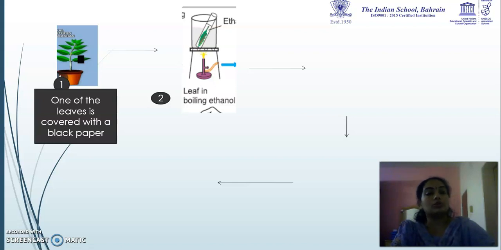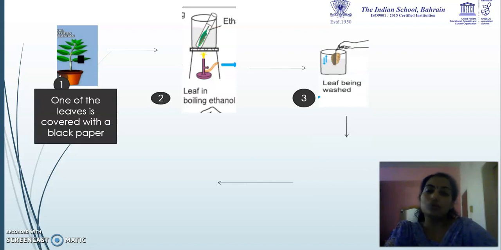So what we are going to do is put the leaf in a test tube with alcohol, and keep this in a water bath or a beaker containing water. And we will heat the water. When the water boils, the alcohol becomes hot, and hot alcohol dissolves the chlorophyll from the leaf. After some time, you can see that the leaf becomes colorless and the alcohol turns green in color. Now we will take out the leaf and wash it in water.